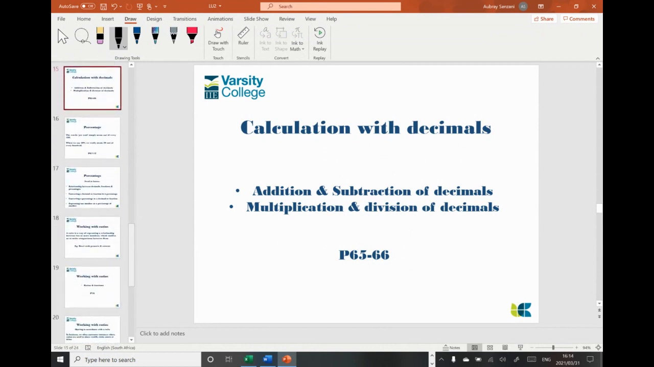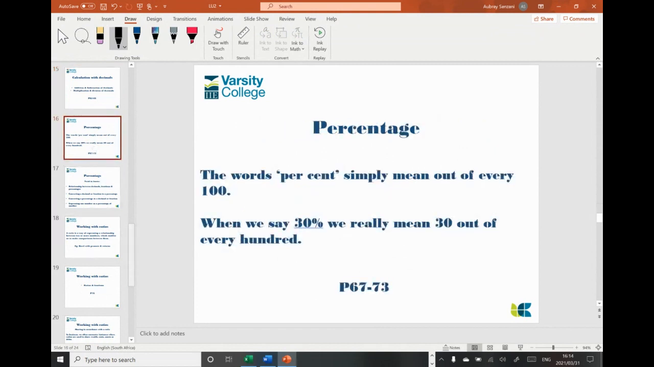Here we're saying calculate with decimals. Addition and subtraction of decimals, multiplication and division of decimals. So that's pretty straightforward. It's not too challenging. It's pretty much the same as whole numbers. You just need to align your decimals and you should be fine.